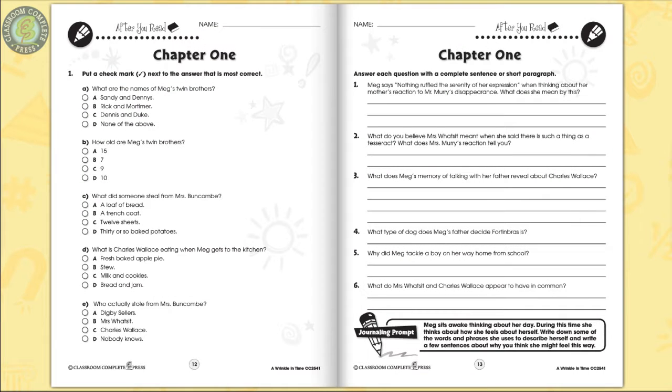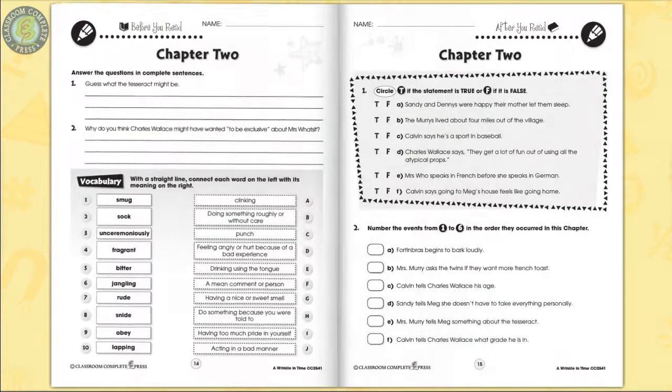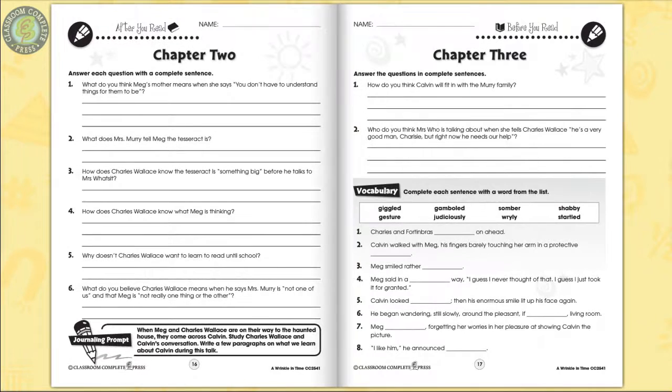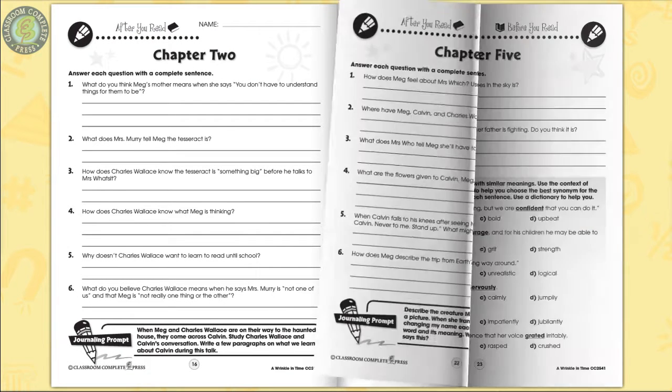Students take an in-depth look into the concept of the tesseract by comparing Mrs. Whatsit and Mrs. Murry's reactions. Put the events that occurred after the family met Mrs. Whatsit in the order that they played out. Predict who Mrs. Who is talking about when she tells Charles Wallace that he needs our help.